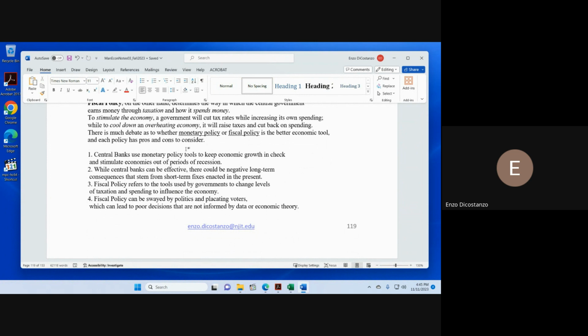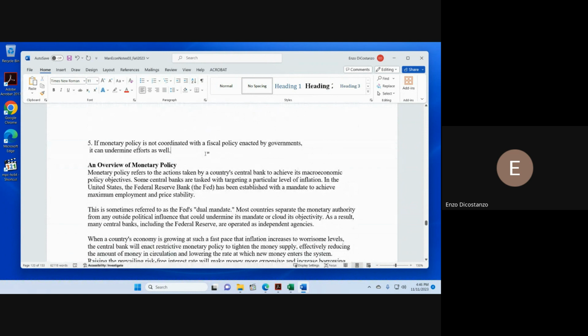Fiscal policy refers to tools used by the government to change levels of taxation to influence the economy. And fiscal policy can be swayed by politics, placating voters, which can lead to poor decisions that are not informed by data or economic theory. What we've learned from the past is that as much theory as you can have in social science, the data is certainly the most important piece.